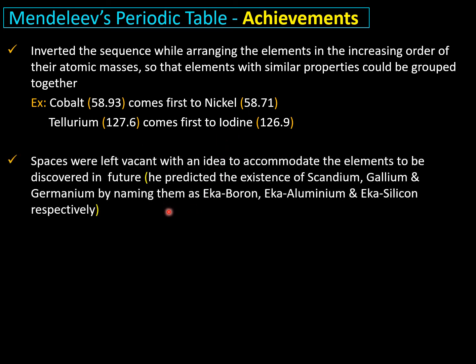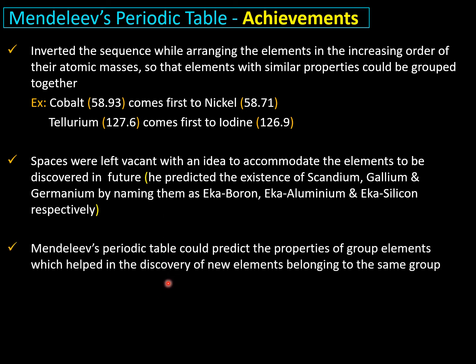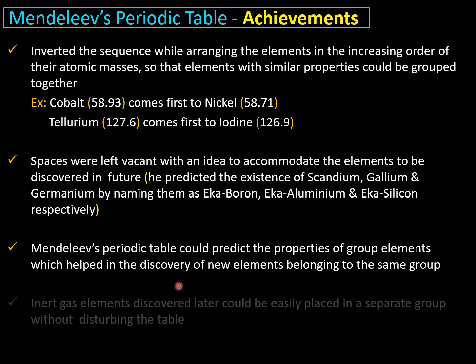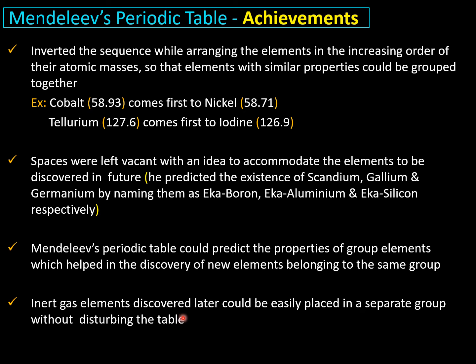Spaces were left vacant with the idea of accommodating elements to be discovered in the future. Mendeleev predicted the existence of scandium, gallium and germanium by naming them Eka boron, Eka aluminium and Eka silicon respectively. Mendeleev's periodic table could predict the properties of group elements, which helped in the discovery of new elements belonging to the same group having similar properties. Inert gas elements discovered later could be easily placed in a separate group without disturbing the table.